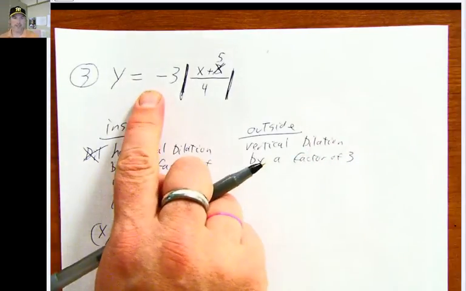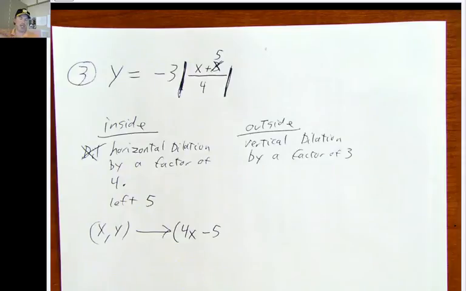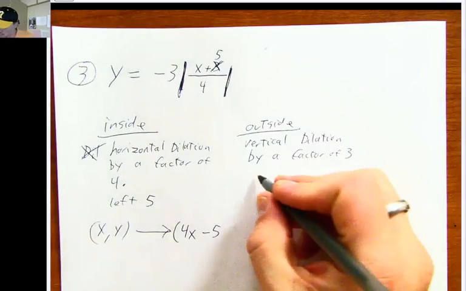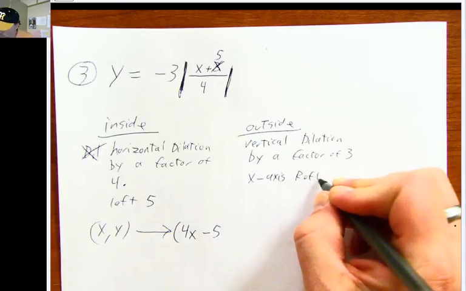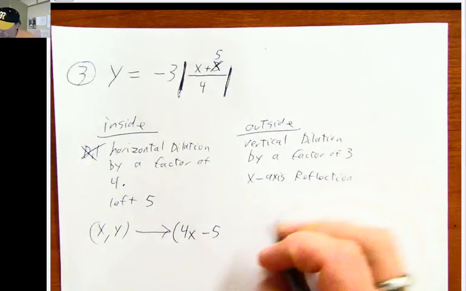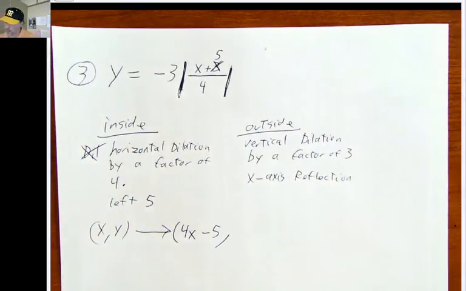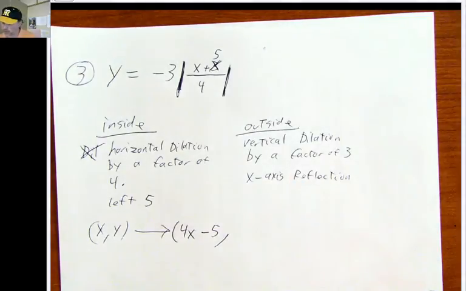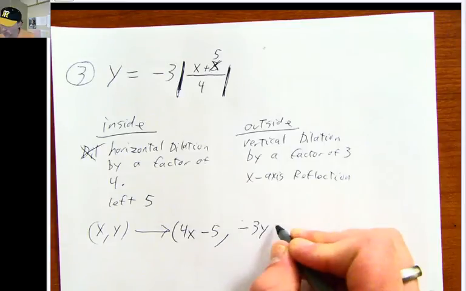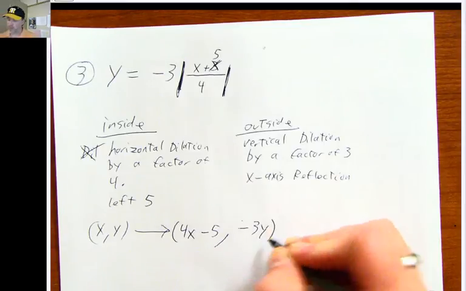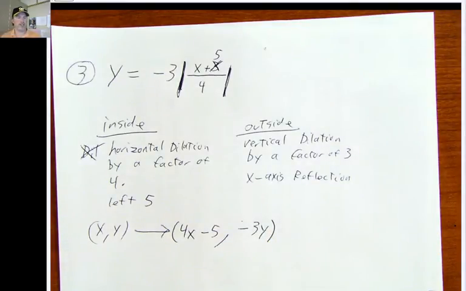And the negative on the outside shows an x-axis reflection. So, x-axis reflection, vertical dilation by a factor of 3. That means that you're going to be multiplying that y-coordinate by negative 3. And then there's no up or down or anything, so there's nothing to add or subtract from it.